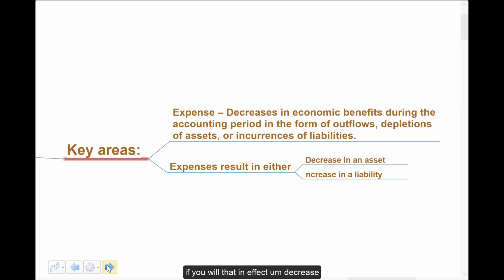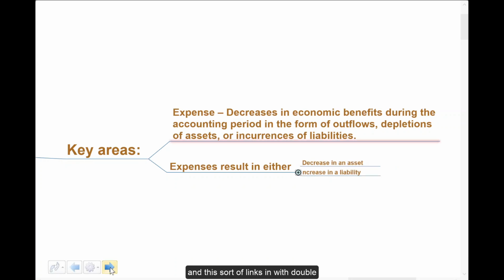that in effect decrease economic benefit during the period. We're talking about an outflow, a depletion of assets, or in some way a worsening of your liability position. So your liabilities increase. What we mean by that is either expenses will be incurred in the form of, let's say, cash or bank, or possibly on credit. That would create a liability.